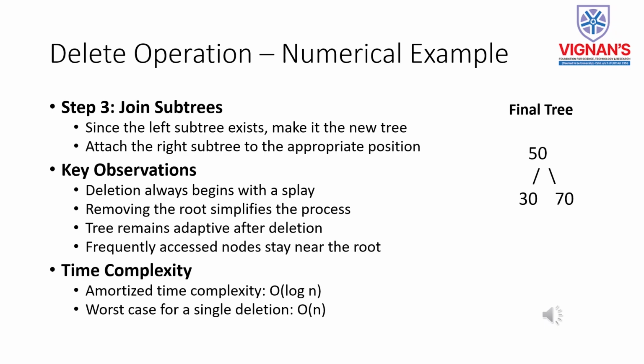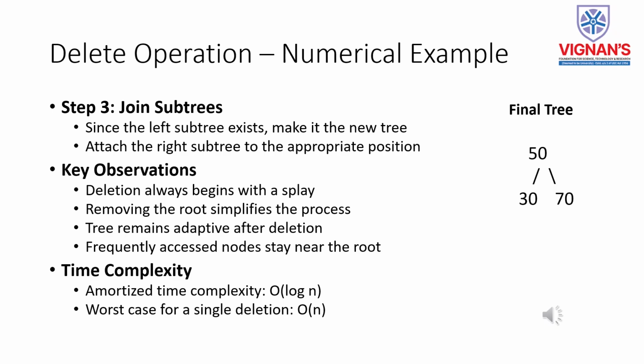The key observations in this operation are: deletion always begins with a splay. Every delete operation starts by splaying the node to the root. Removing the root simplifies the process and avoids complex deletion cases. The tree remains adaptive after deletion and continues to adjust itself dynamically. Frequently accessed nodes stay near the root.